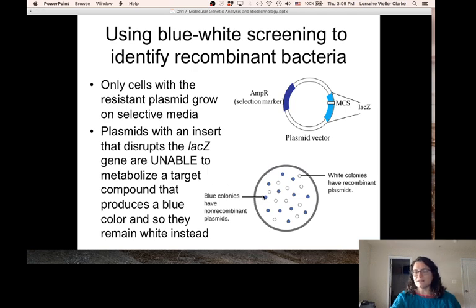So blue colonies are the ones that are bad. This is the blue-white selection. White colonies have recombinant plasmids. So now you've identified both. They've taken up the plasmid, which we know because they survive on the antibiotic medium. And they have recombinant plasmids, which is identified by the breaking up of that lacZ gene that surrounds the recombinant sites. This is the concept I want you guys to be able to understand.